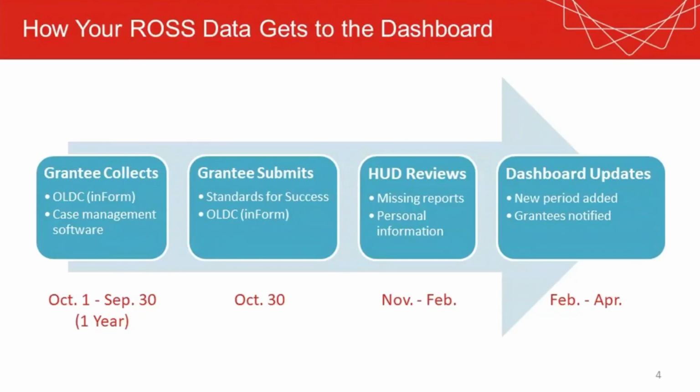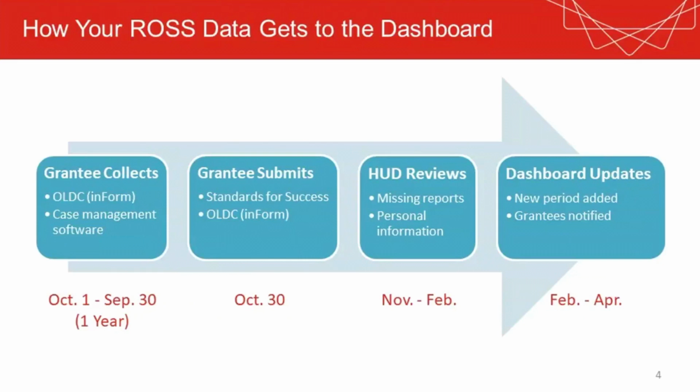After the submission deadline, HUD reviews grantees' reports. They're looking for problems like missing reports and residents' personally identifiable information, which should never be submitted. How long this step takes depends on how many problems are found. After HUD finishes reviewing the data, Grant Solutions, that's the group that maintains the OLDC tool, makes a copy of the data for us to load into the dashboard. This process usually takes about 1 to 3 months, depending on Grant Solutions.